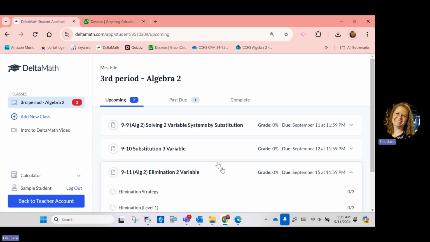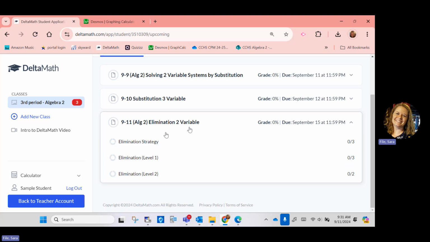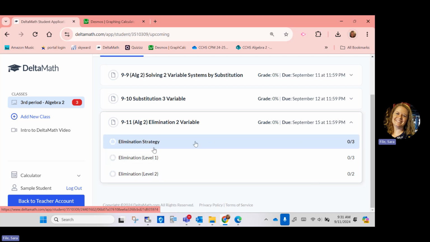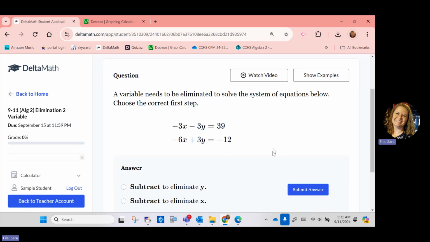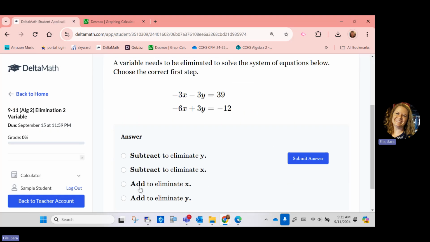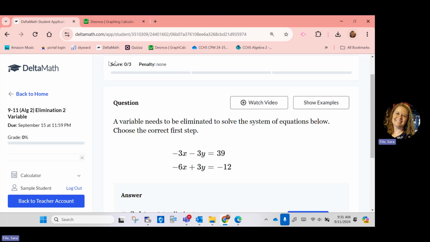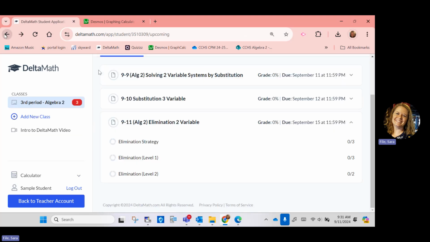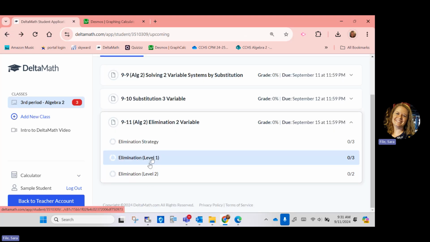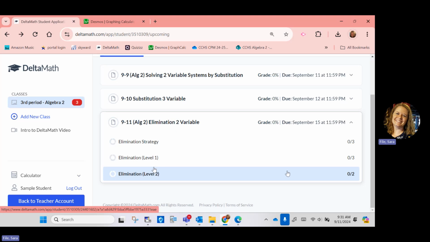And then today's, we're practicing elimination with 2 variables. In the elimination process, there's level 1 and level 2, so you can see 3 and 2, so 5 problems practicing the elimination. And then the elimination strategy, I have you trying 3, but these should go real quick. These are multiple choice, and it's just asking what strategy you should be using. Should I be adding or subtracting these to eliminate the x or the y? Those questions are just making sure you understand the strategy. And then actually solving, there's 5 questions that you need to get right.